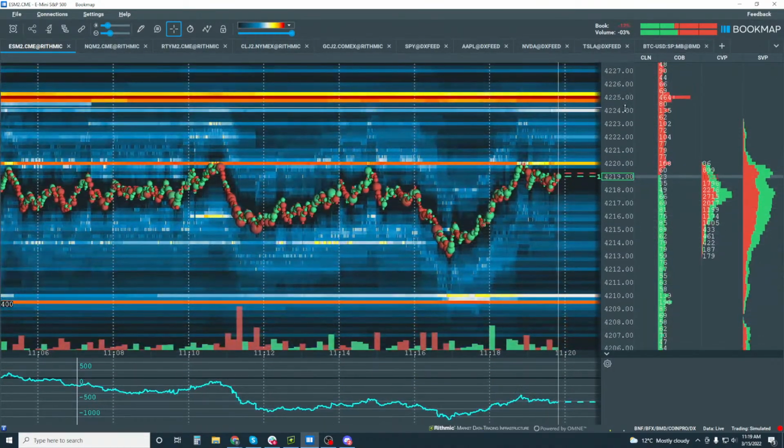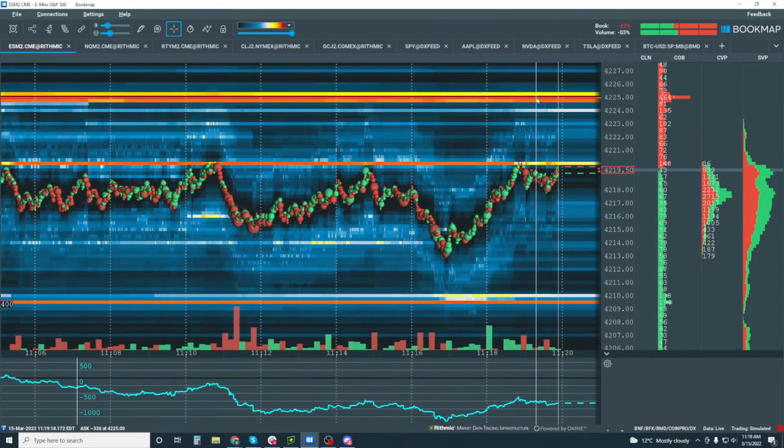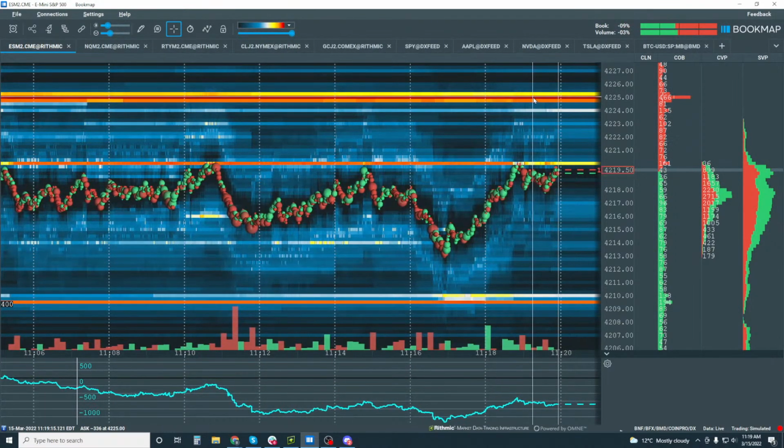And then we look at Bookmap here, and yeah, we'd be looking for the move up into the high liquidity up to 42.25.